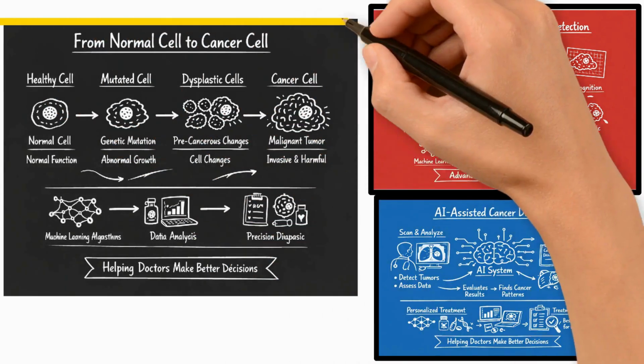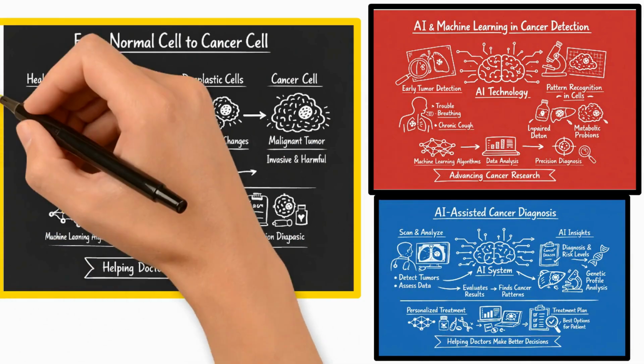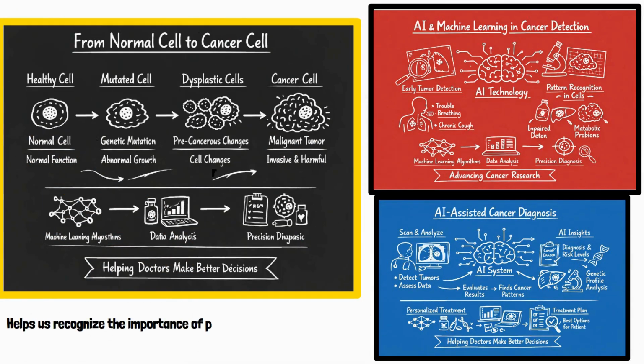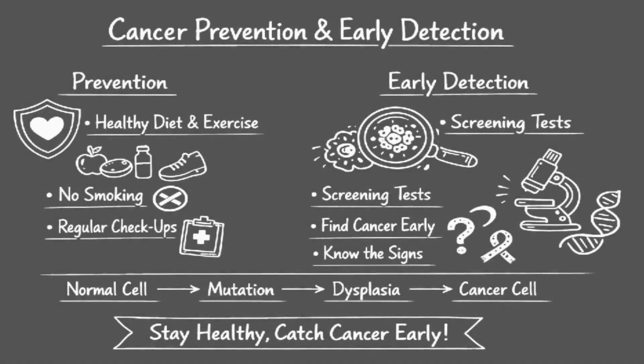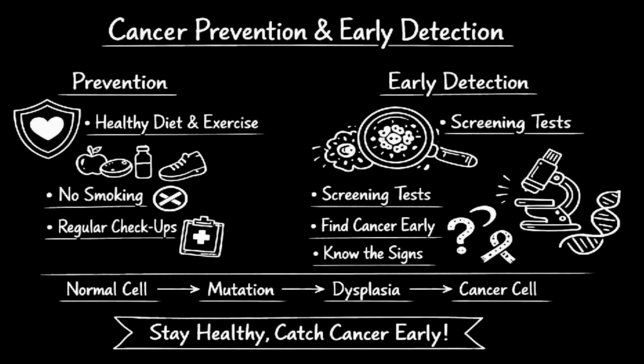Understanding how normal cells turn into cancerous cells helps us recognize the importance of prevention, early detection, and advances in medical science that continue to improve treatment and survival rates.